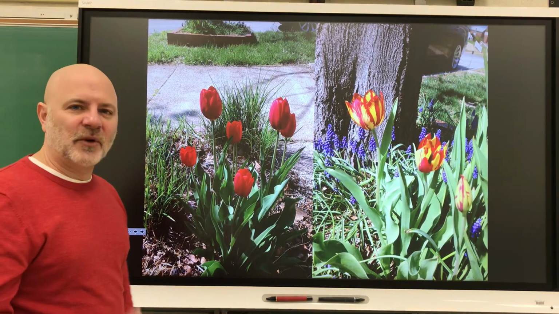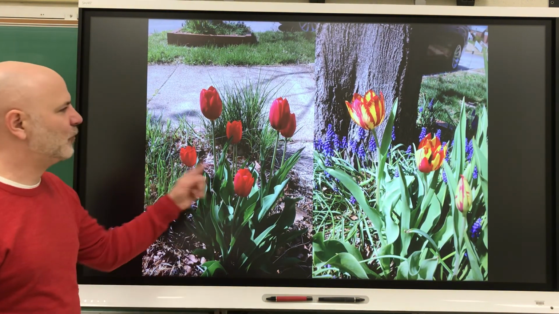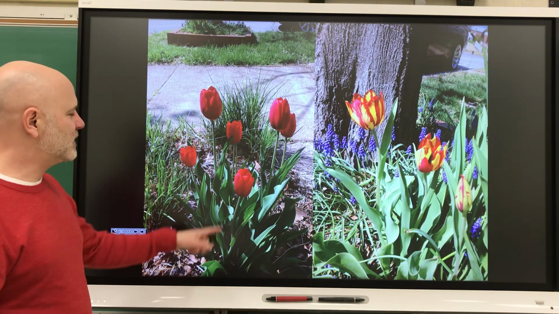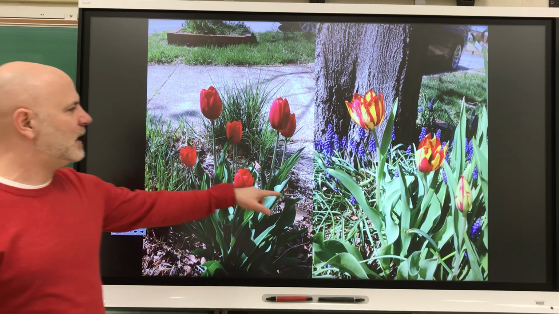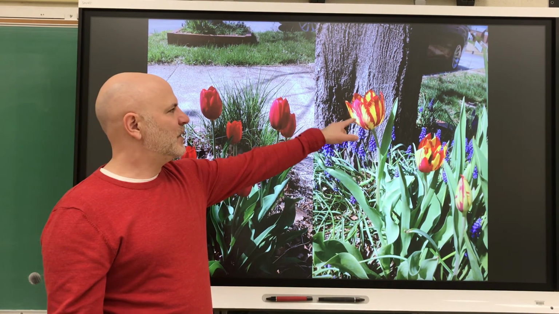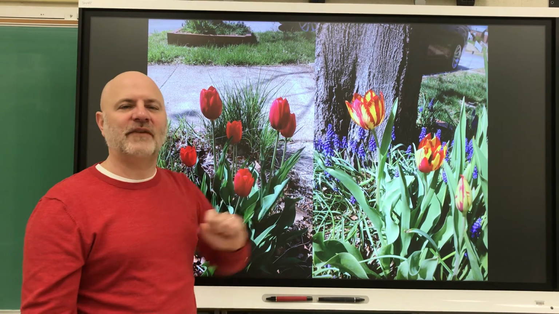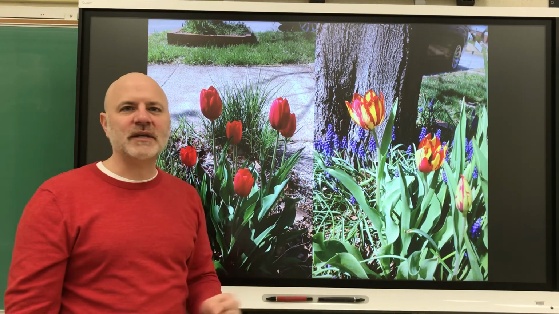Here's the last example of environment. So these are both red tulips. So these are red tulips, and then also these are red tulips. But these tulips are infected with a virus that causes this yellow streaking to occur.